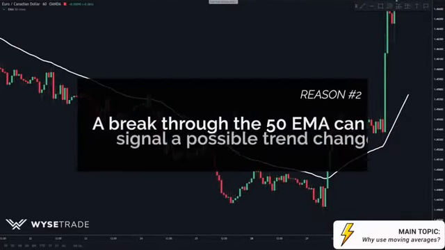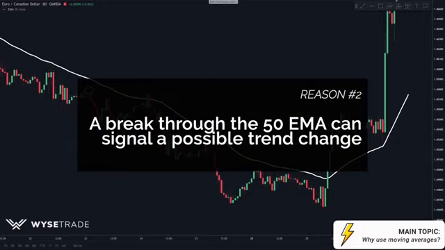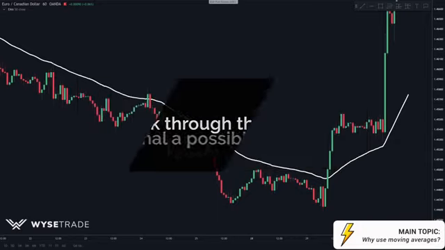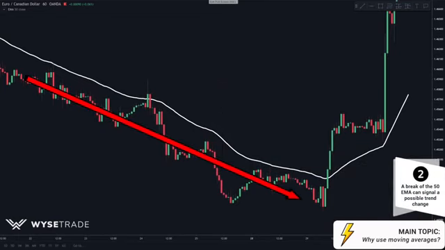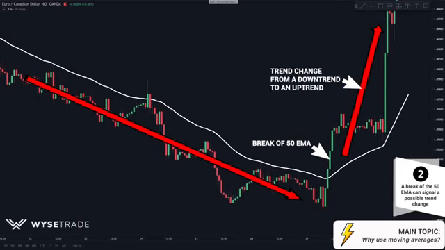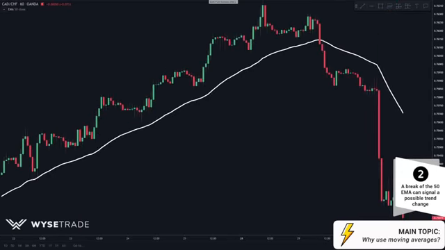The second reason we use moving averages is because a break through the moving average line can signal a possible trend change. Notice how we were in a downtrend, and once price broke through the moving average line, we had a trend change to an uptrend. Same thing in an uptrend. Once price broke through the moving average line, a trend change occurred to a downtrend.